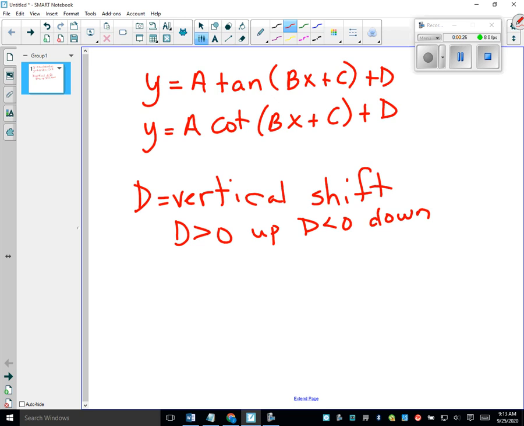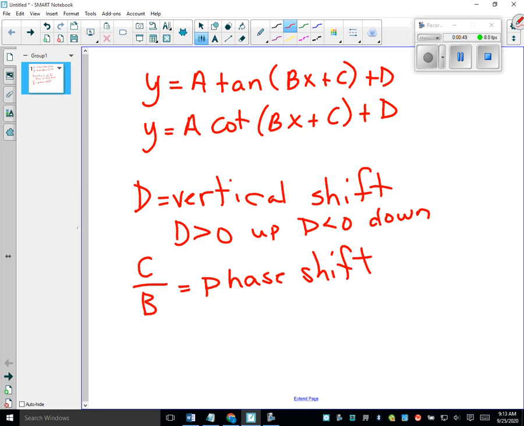What is phase shift? C over B. Phase shift is C over B, and they're both absolute value, right? Phase shift. Everybody okay with that?